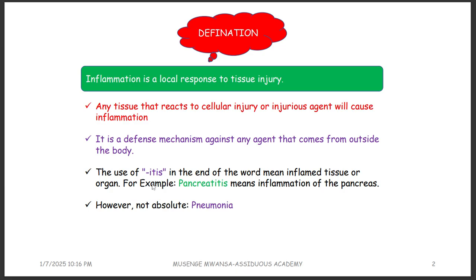Inflammation, you are going to see it ends in itis, for example, pancreatitis, mastitis, but not absolute. You also have pneumonia, which is basically the respiratory system. If there are infections there, you are failing to clear the infection. So the inflammation of the respiratory system, that would be pneumonia.